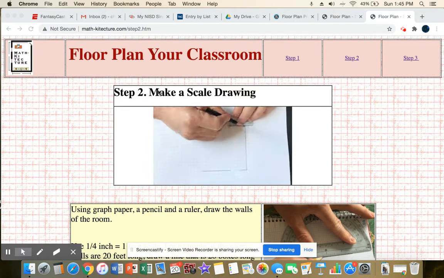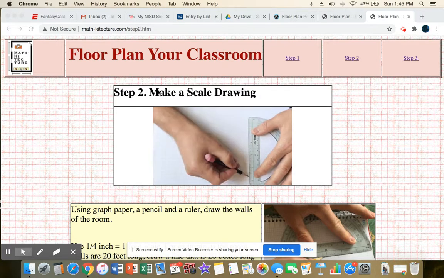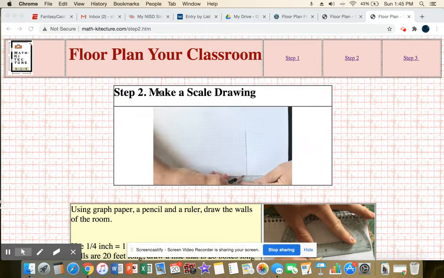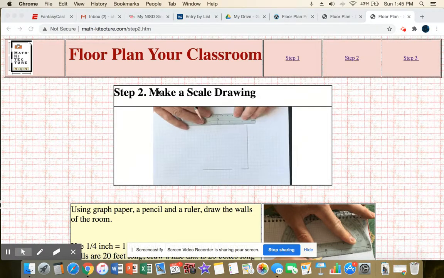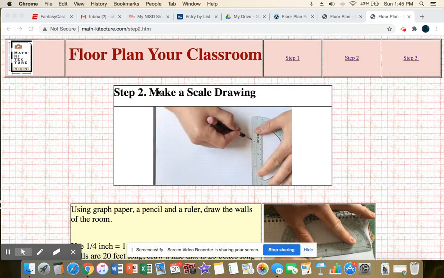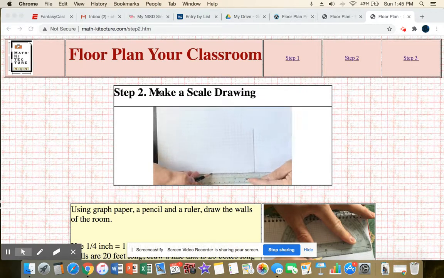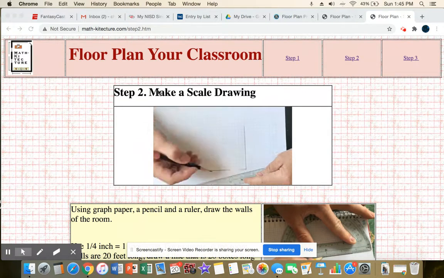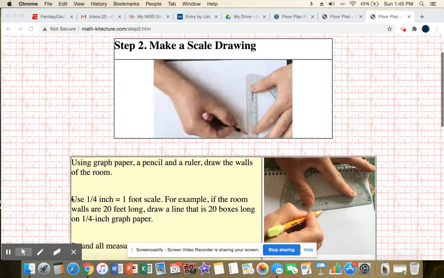All right. Hopefully, everybody has graph paper by now. I did send out that material list on Thursday of last week to make sure you have graph paper, a ruler, and a pencil for step 2 of the project. If not, I did share a video last week about how to make your own graph paper using a pencil and a ruler. Well, let's get to the steps.